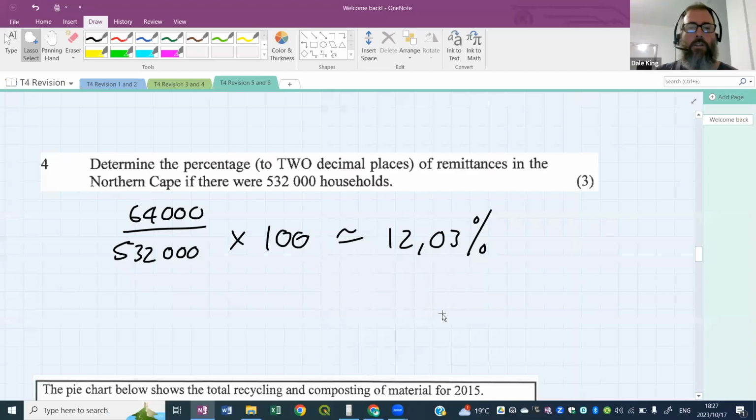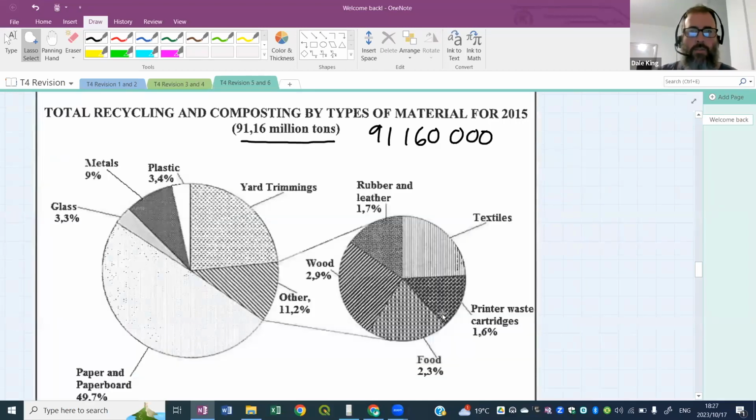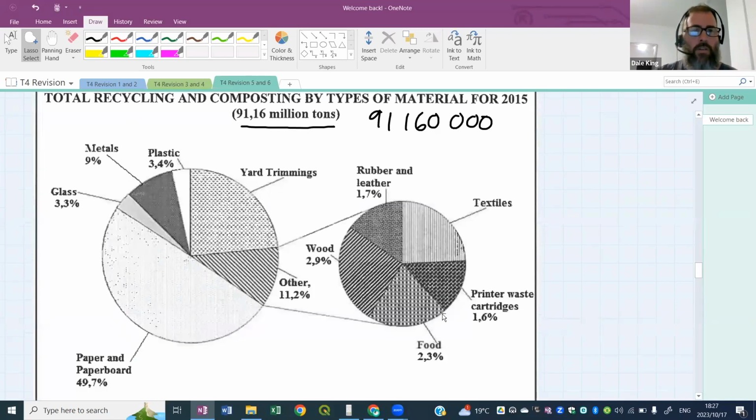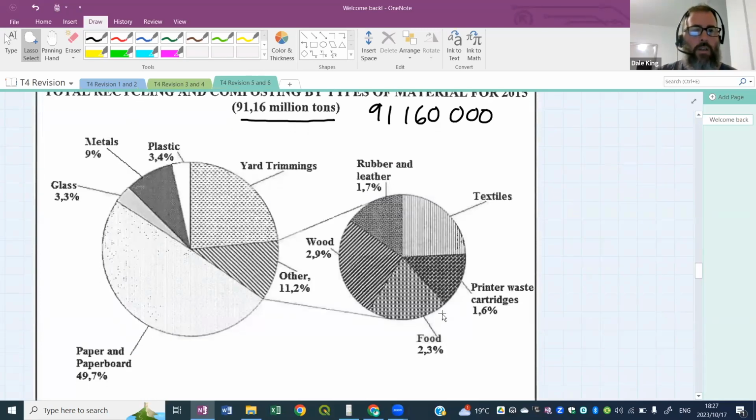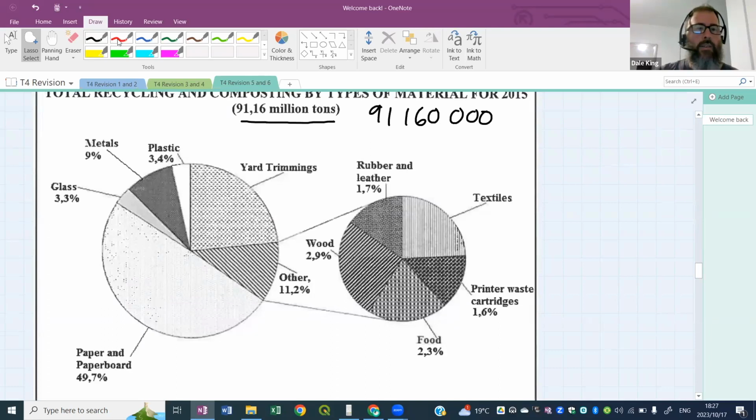All right, let's go back down to this question. So this is total recycling and composting by types of material. These are all different types of material that get composted and recycled. Now, what's interesting to see is that there are 2 pie charts, but this is all for one value. So the value they give us here, 91.16 million, is represented in both of these pies.